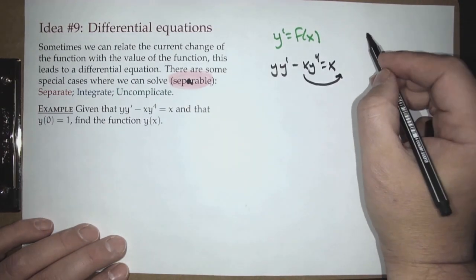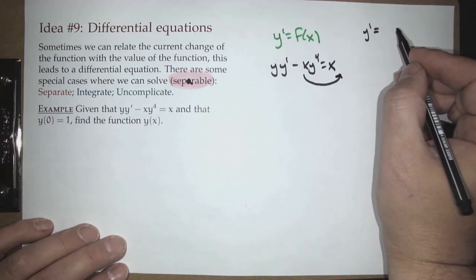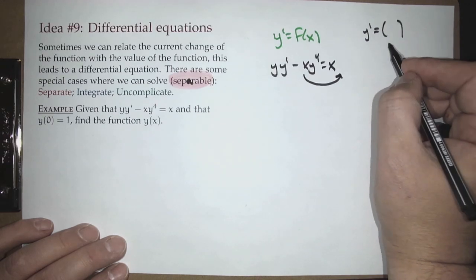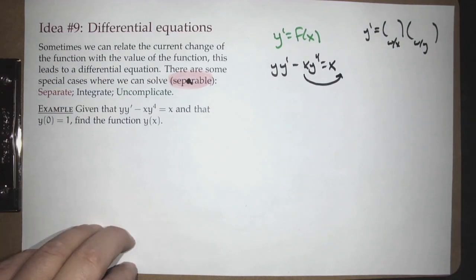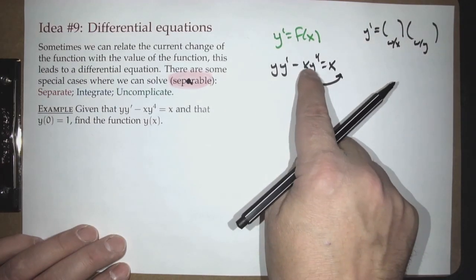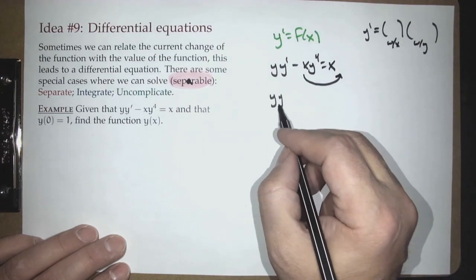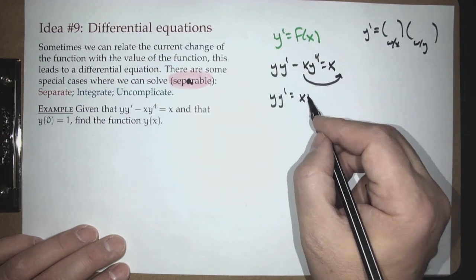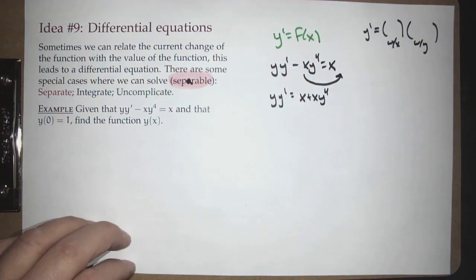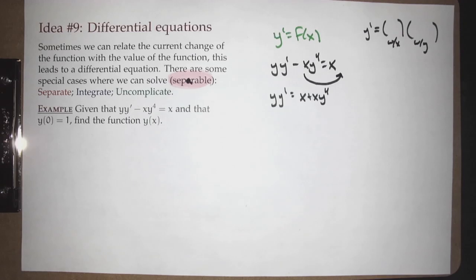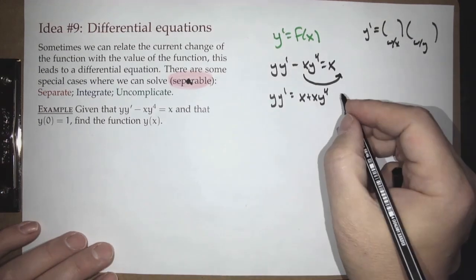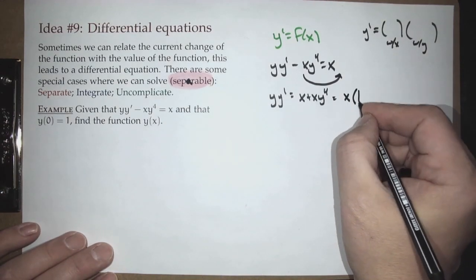Well, ideally, you want to get y prime equals something with x, and then something with y. That's the goal. So I'm going to move this stuff, which doesn't have a y prime, over. So I have y prime equals x plus xy to the fourth. Now, I want to factor it, so I have stuff with x and stuff with y. Does this factor into something that looks like stuff with x and stuff with y? Well, yeah, it's x times 1 plus y to the fourth.